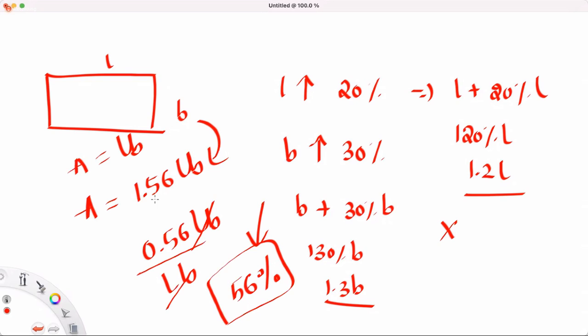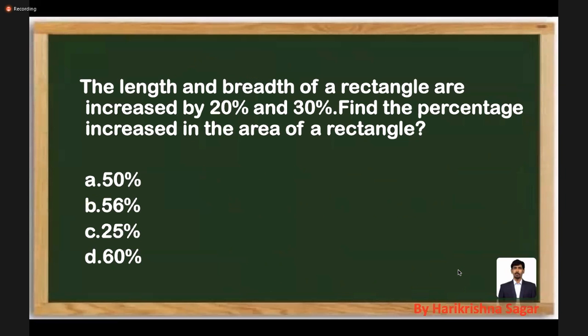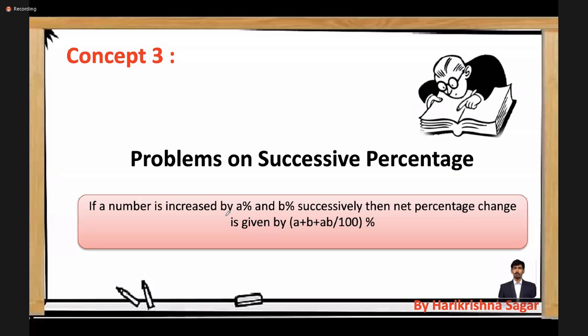But doing it like this will take some time. So instead of that, if you want to solve the question by using the smart method, we can use one more approach, that's the successive percentage. Length is increased by 20 percentage, breadth is increased by 30 percentage, and they are asking for the net increase. Whenever you have terms available in the form of a product, you can apply the successive percentage formula.